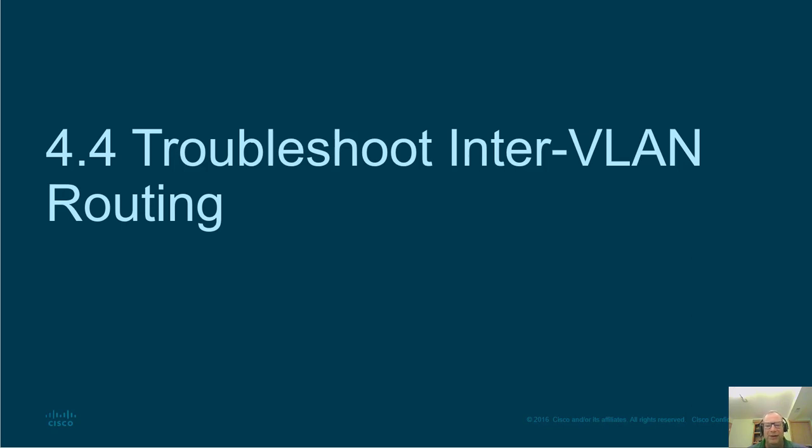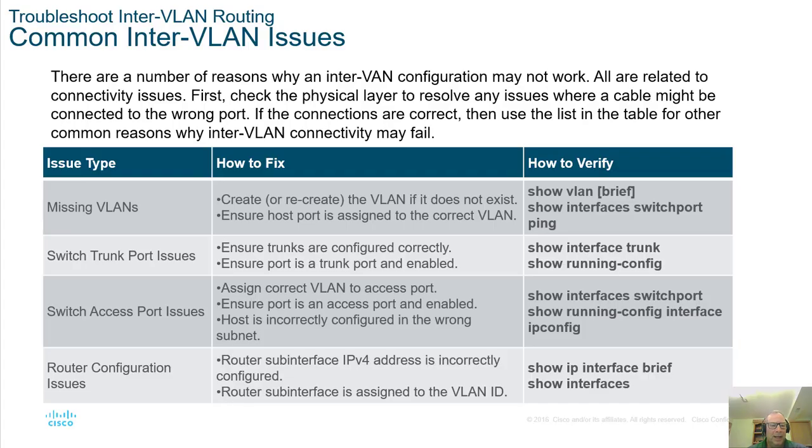4.4, troubleshooting inter-VLAN routing. In this case, they do bring up some points of things that could go wrong. One of the things that could go wrong is you forgot to create a VLAN. There are ways that you can check, and you can use different show commands. They're some of my favorites. Show vlan is a good one. Show interface switchport. You could do that. Show interface trunk, that's a good one, especially if you have a trunk link that's not coming up.